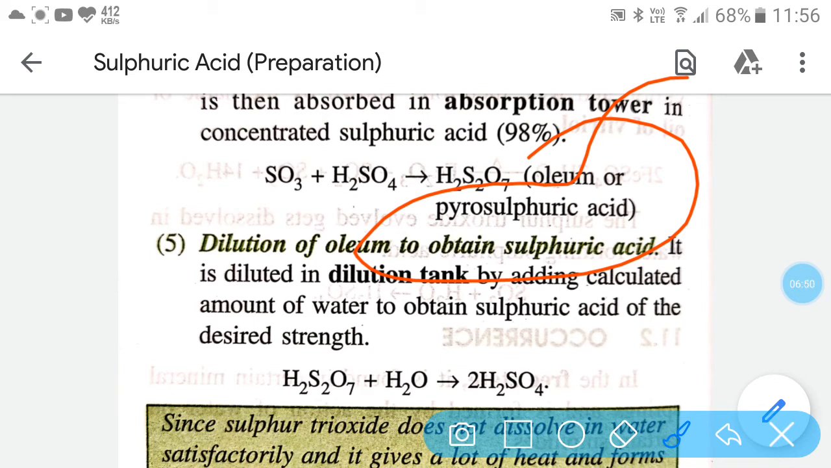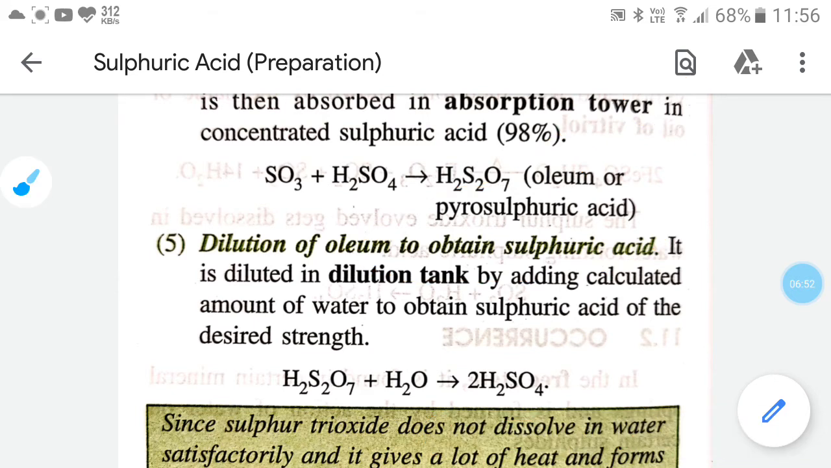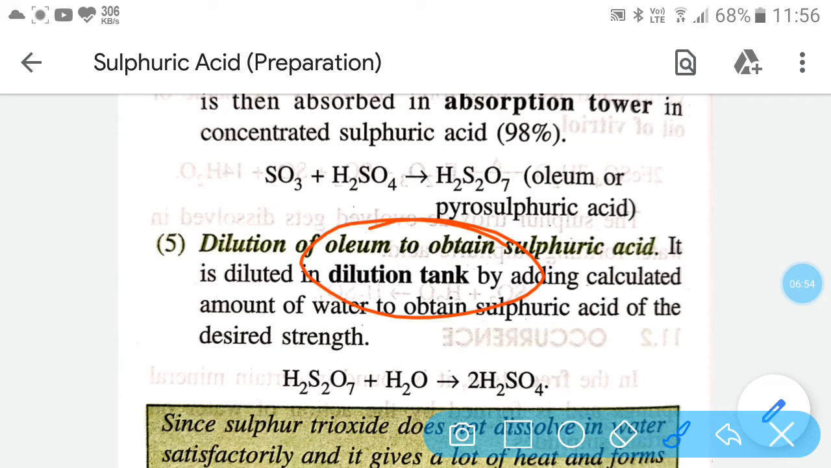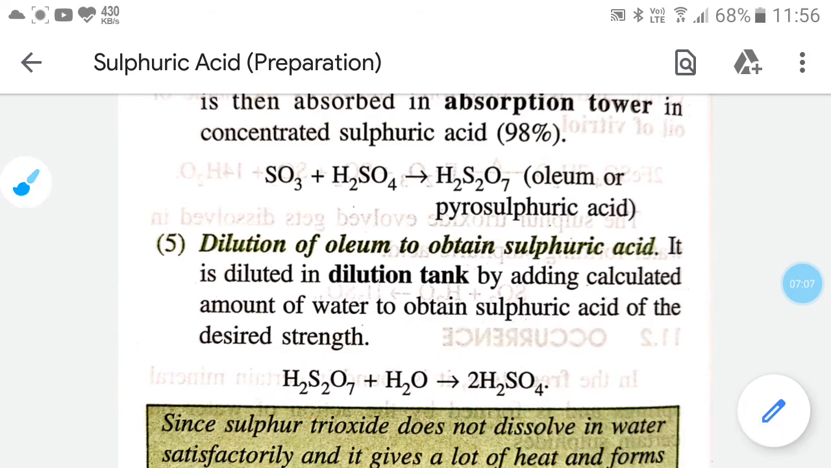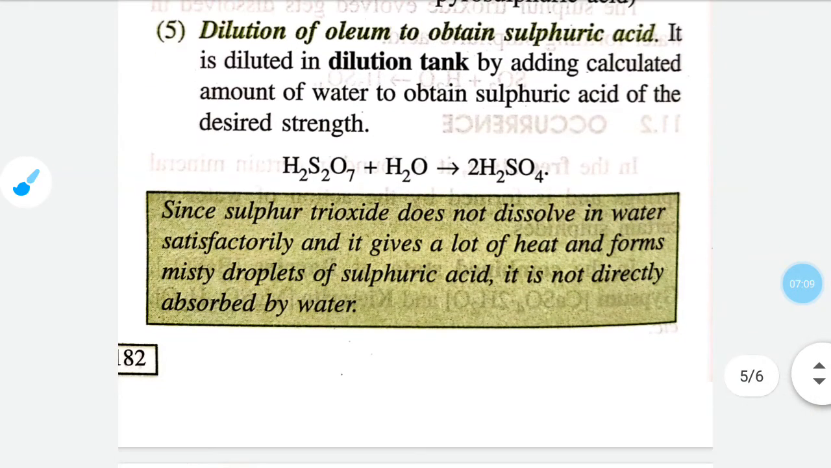Now after this, if we go to a dilution tank, this pyrosulfuric acid or oleum can be diluted with water to get sulfuric acid, and the amount of dilution can be varied by adding different amounts of water to it. So in this way we can prepare various concentrations of sulfuric acid from oleum itself.